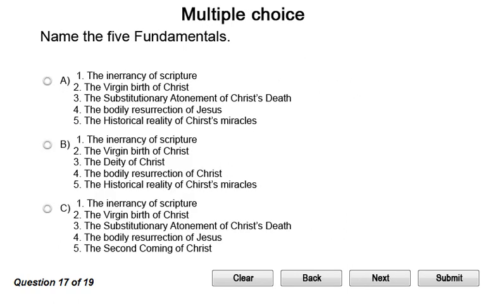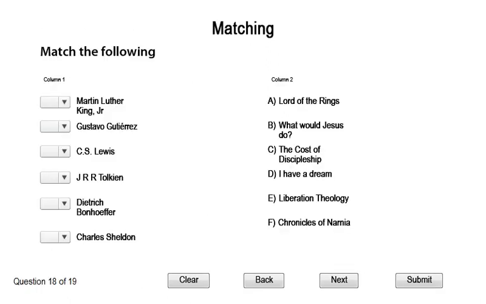Name the 5 fundamentals. We have the inerrancy of Scripture, the virgin birth of Christ, the substitutionary atonement of Christ's death, the bodily resurrection of Jesus, and the historical reality of Christ's miracles.